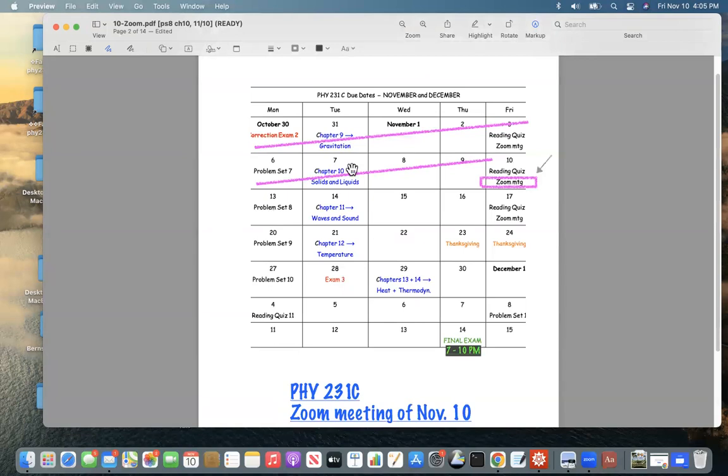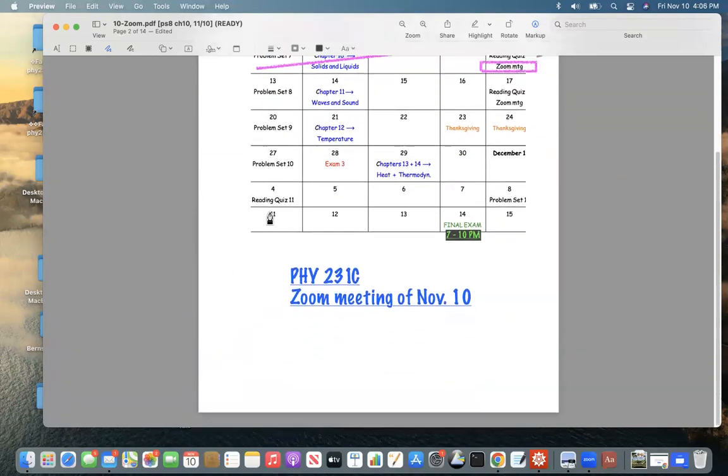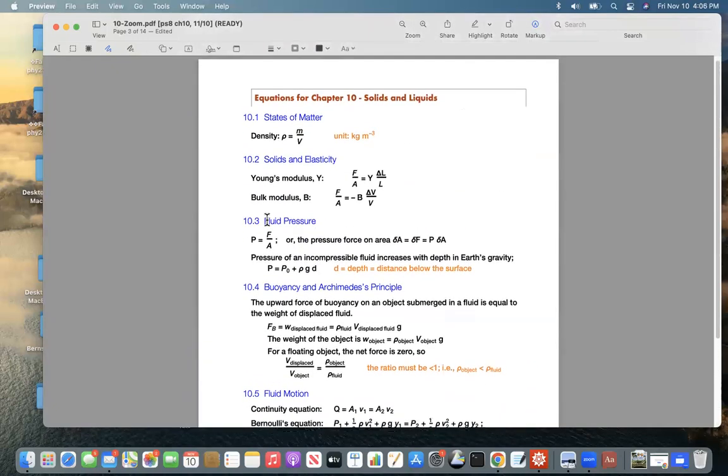And now, as usual in the Zoom meeting, we'll go over some examples for the chapter that we're studying right now, chapter 10. These are problems taken from the problem set 8. So first of all, you need the equations from chapter 10. So when you read chapter 10, you should have written down the important equations. Let's take a look at some of these equations.